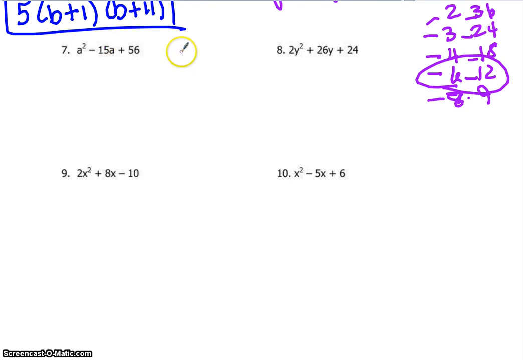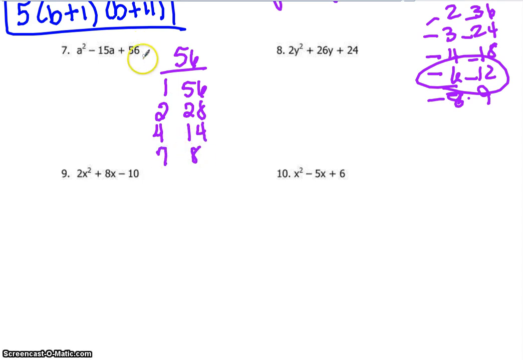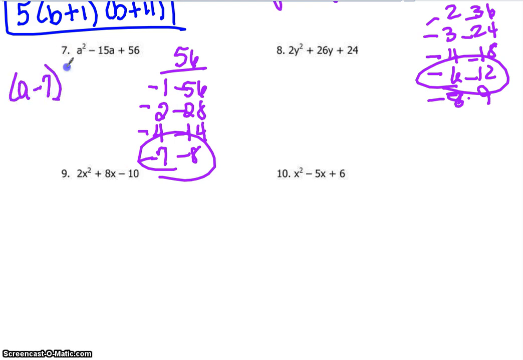Number 7, we're going to find the factors of 56. 1 and 56, it's even, so 2 and 28. 3 won't, 4 and 14. 5 won't, 6 won't, 7 and 8. Signs are the same and they're all negative. And they need to equal 15. Negative 7 and negative 8 would be negative 15. So a minus 7 and a minus 8 would be your answer.